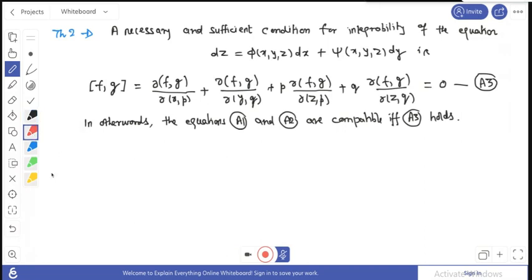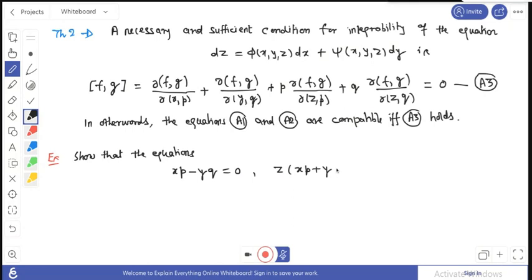Okay, so now if we take an example, if we take two equations, linear or non-linear, suppose the first is xp minus yq equals 0, and the second, if we take z of xp plus y of q, that equals 2xy. Okay, so there are two equations, and we check whether this system is compatible or not.